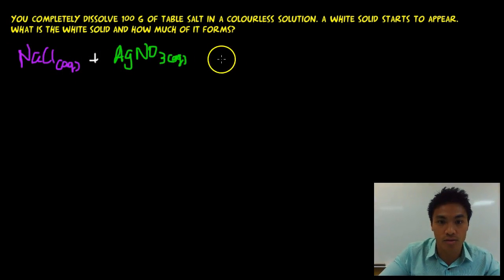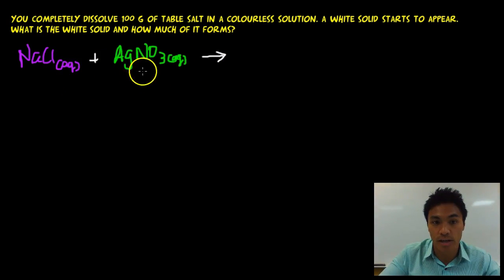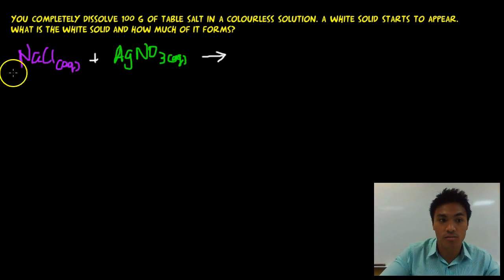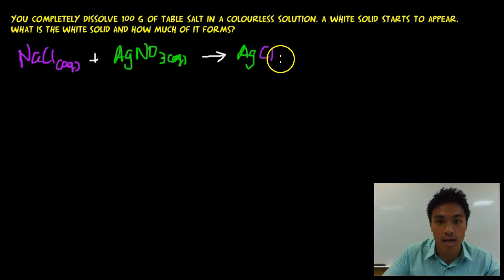So we react those two. When those two are in solution, this is a double displacement reaction, or actually a precipitation reaction. So let's have a look what it actually forms. It's going to end up forming the solid, and you'll notice that the silver will join onto the chlorine ions and will form silver chloride. And that's our precipitate. So we have a solid, and it's going to form sodium nitrate.